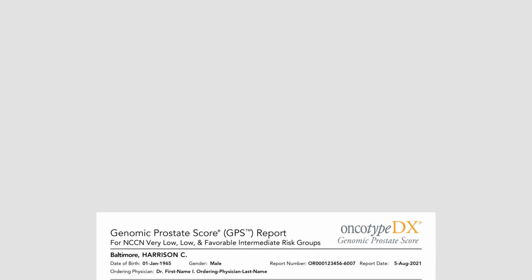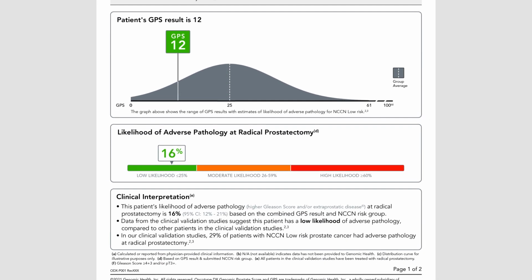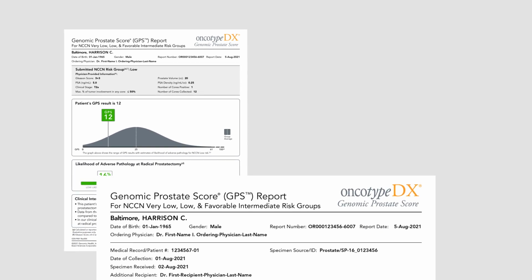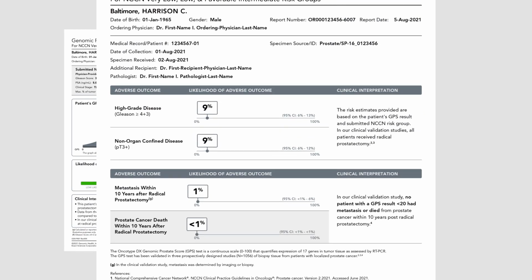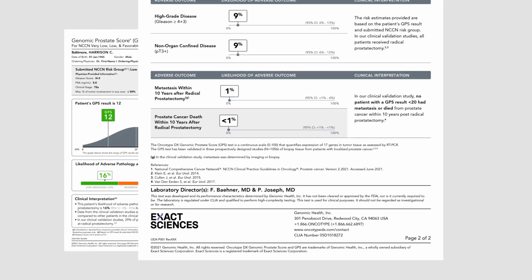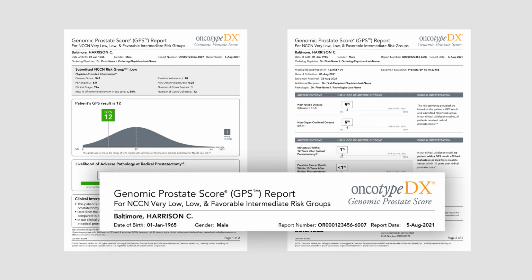Since the clinical decision-making in localized disease is different for lower and higher risk prostate cancer patients, we have different reports for each. We are now going to discuss the redesigned low-risk report for the GPS test. The low-risk GPS report is for all clinically low-risk prostate cancer patients who in the NCCN classification would be in very low, low, and favorable intermediate risk groups.